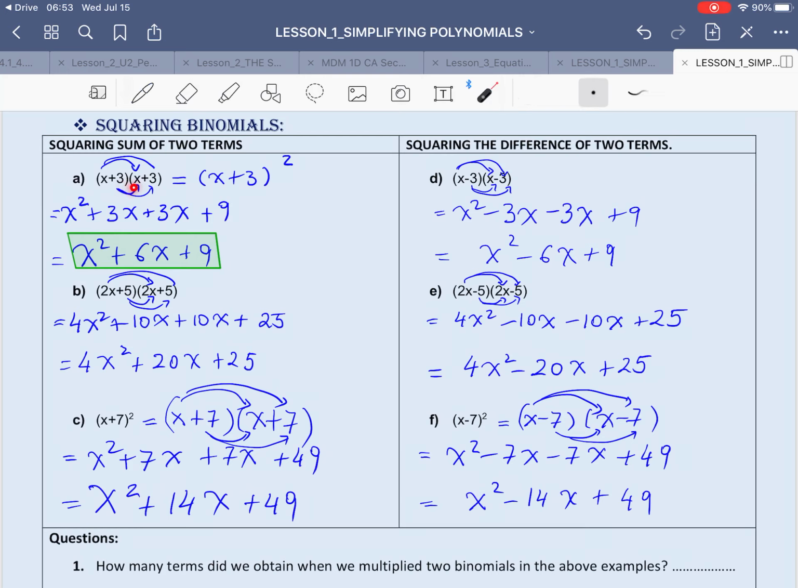Now, we get difference of squares when we multiply a binomial such as x plus 4, with the binomial x minus 4. So you see the difference here is that here you have plus 4, here you have minus 4. Everything else is the same, okay? So here we go. X times x, x squared. X times negative 4, minus 4x. 4 times x, plus 4x. 4 times negative 4, negative 16.